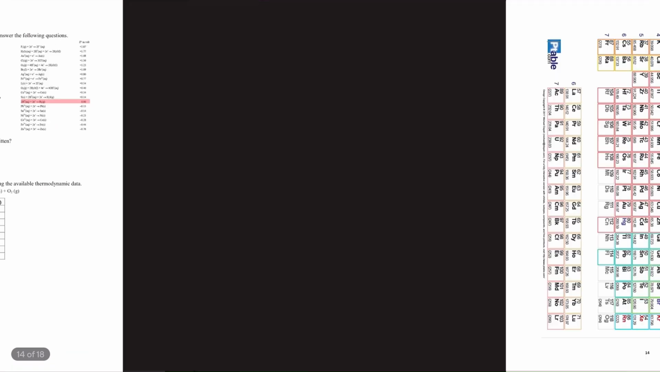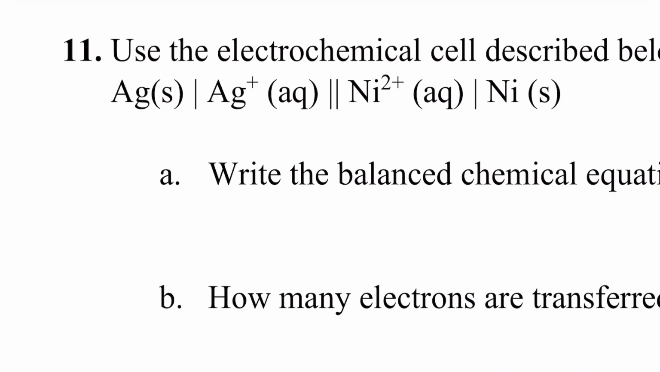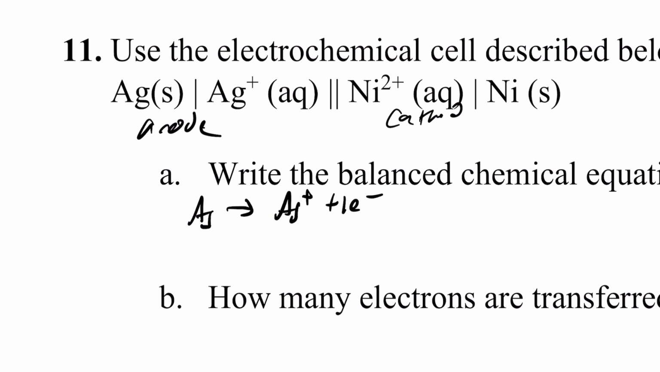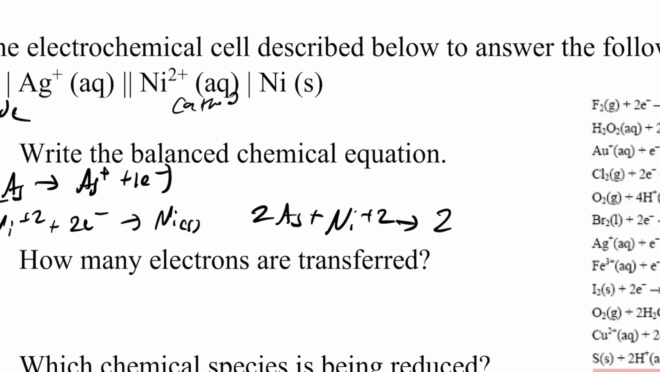Moving on. 11. We're almost done. Alright, what is the balanced chemical equation? So, anode, cathode. Write the half-reactions. So, Ag plus 1 electron, right? And then nickel is Ni2+ plus 2 electrons yields Ni solid. So you need to multiply the silver by 2 to have the balanced transfer of electrons, right? 2 Ag+ plus Ni yields 2 Ag plus Ni2+.